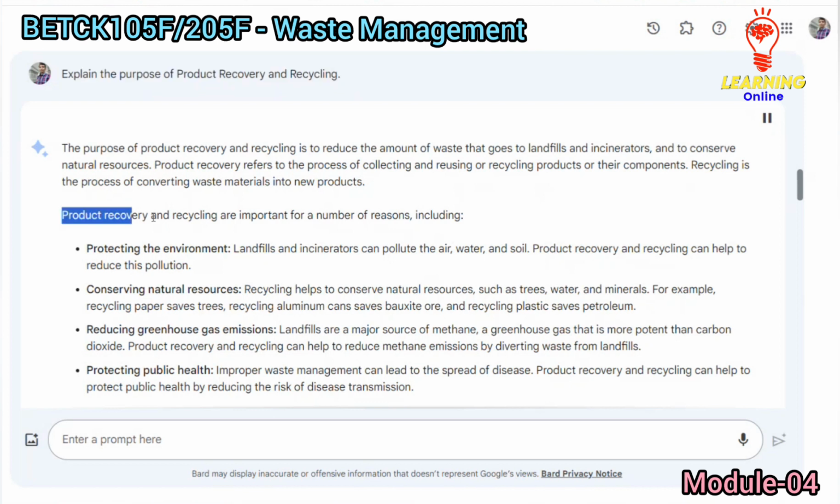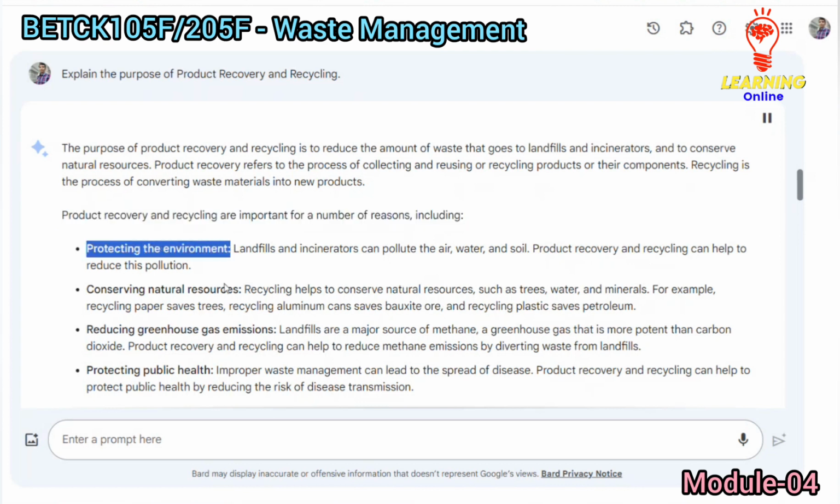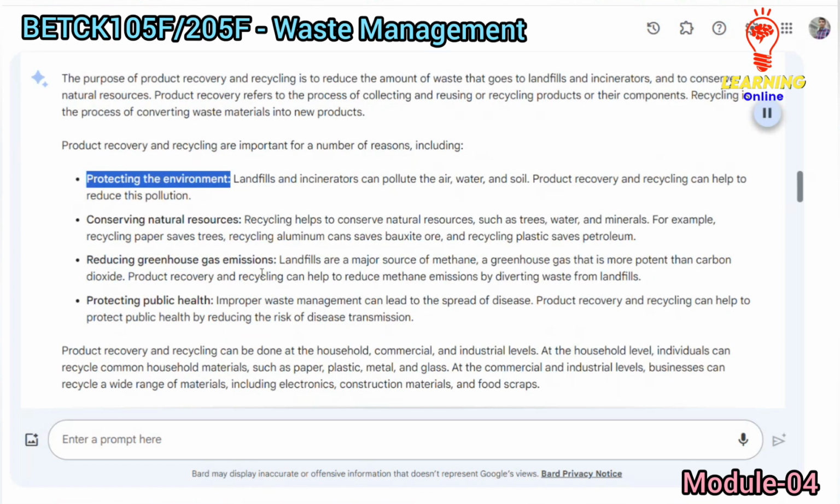Product recovery refers to the process of collecting and reusing or recycling products or their components. Recycling is the process of converting waste materials into new products. Product recovery and recycling are important for a number of reasons, including protecting the environment. Landfills and incinerators can pollute the air, water, and soil. Product recovery and recycling can help to reduce this pollution.